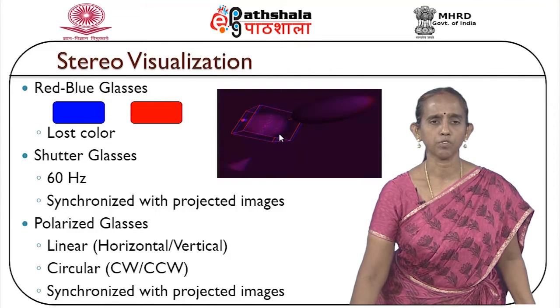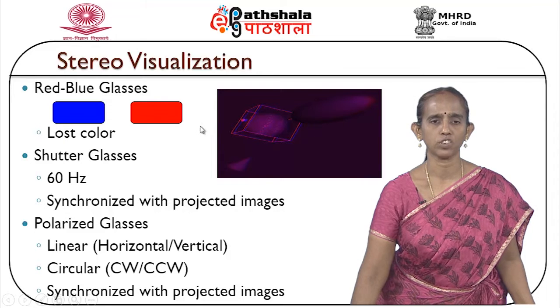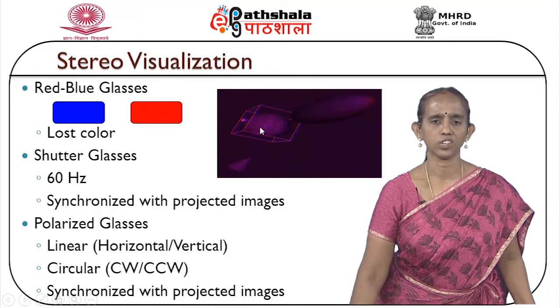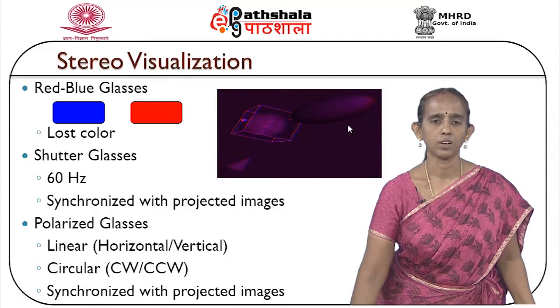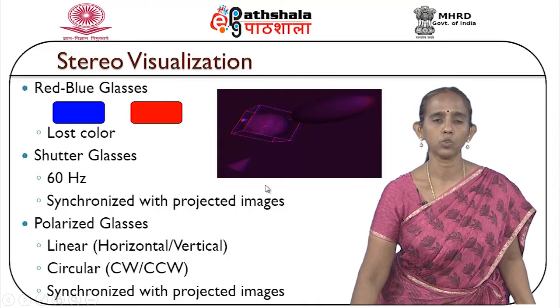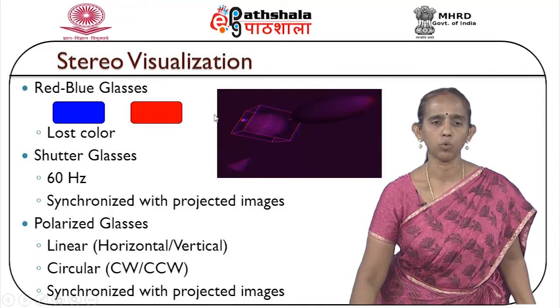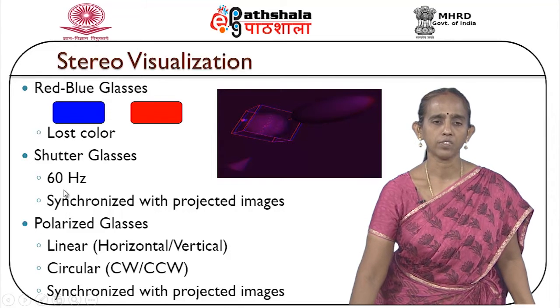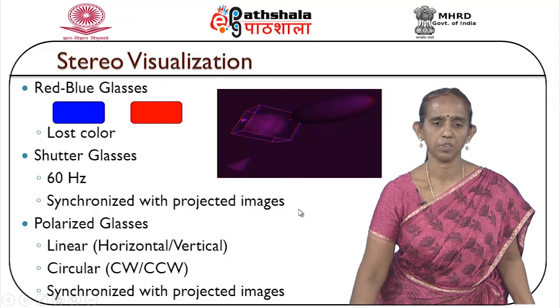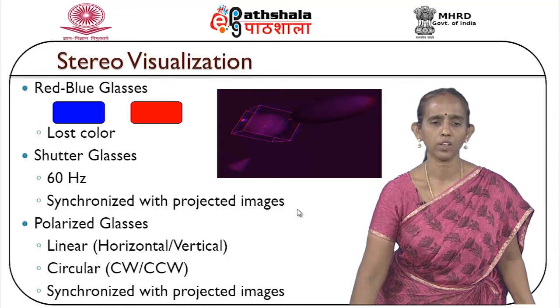Then we have another type of visualization which is called stereo visualization. In the case of stereo visualization, it is possible for the eye to have a kind of two and a half dimension effect, or similar to a three-dimensional effect. So in this stereo visualization, the user has to wear glasses with red and blue lenses, and the shutter glasses work at a frequency of 60 Hertz and are synchronized with the projected images. The polarized glasses can be either linear or circular, or can be synchronized with the projected images.